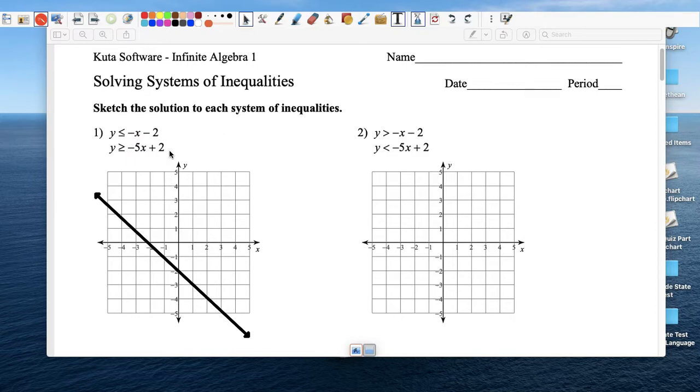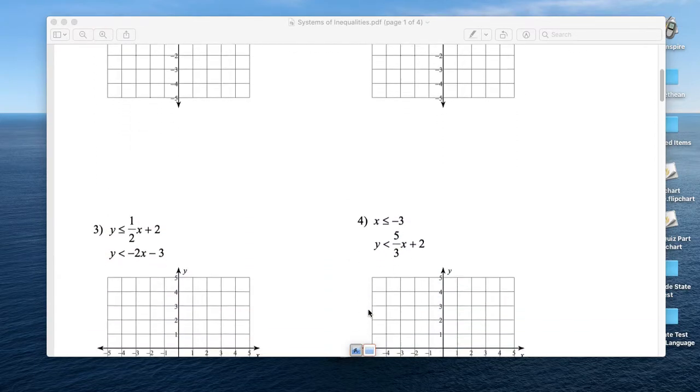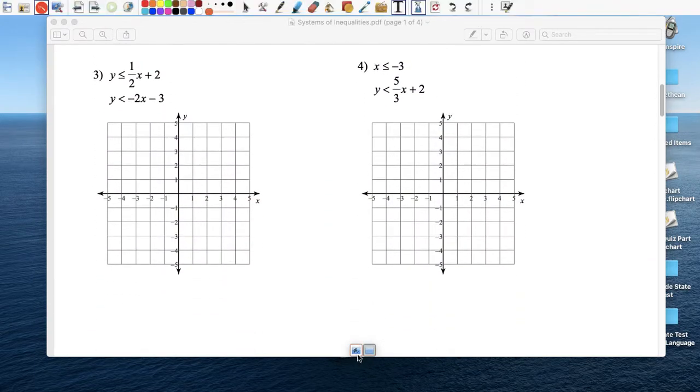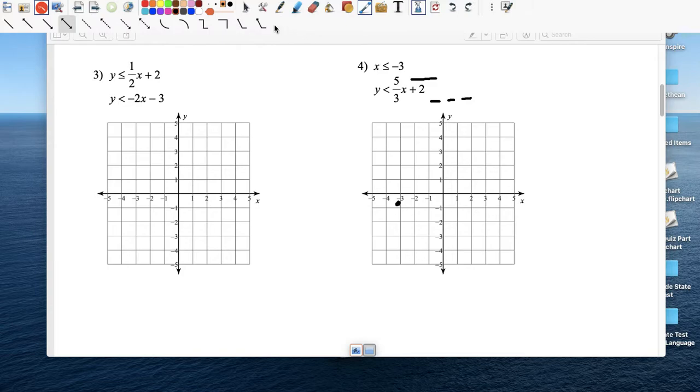Let's do 4. Nice, let's go 4. 4 is a little simpler. Right, so let's do the first one. So I know this is going to be a solid line, this is going to be a dashed line. I don't know if that helps you or not. So the first one, x is less or equal to negative 3, is undefined slope or no slope. So when it's undefined slope, it is a vertical line, and this is going to be a solid. So let's go, and there you go.